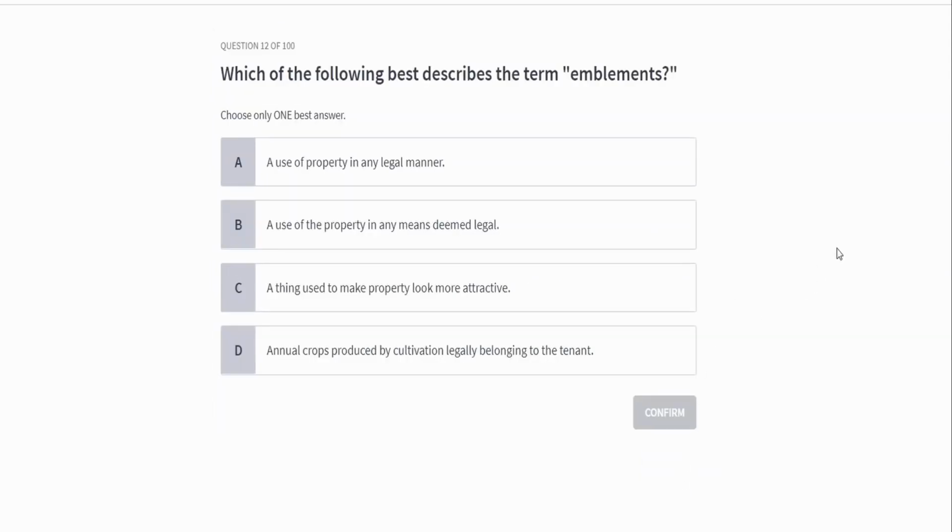Alrighty, next one, question 12. Which of the following best describes the term emblements? Ooh, this is a fun one. Okay, so there's four options. A, use of a property in any legal manner. B, a use of the property in any means deemed legal. C, a thing used to make property look more attractive. Or D, annual crops produced by cultivation legally belonging to the tenant.